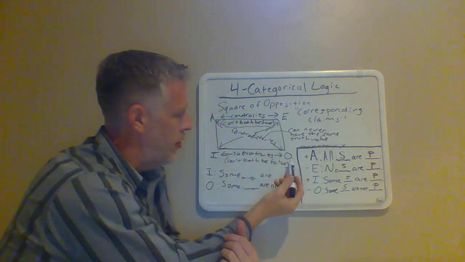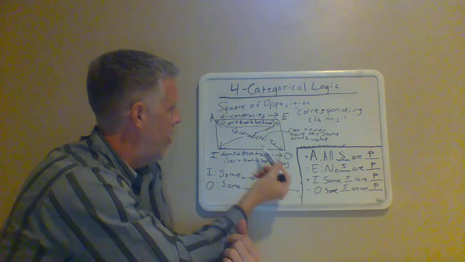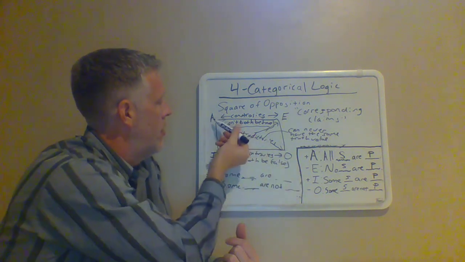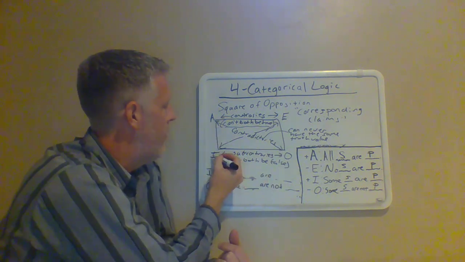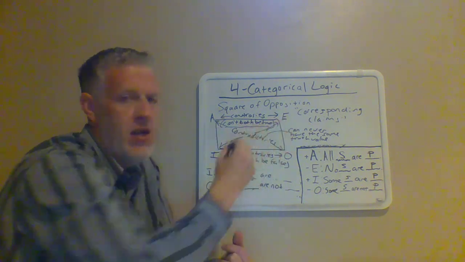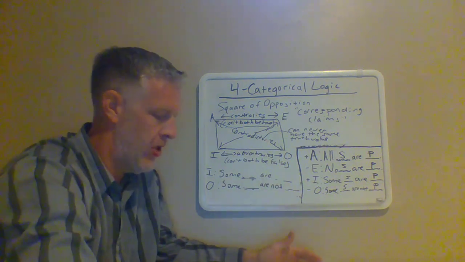If you start knowing the truth value of an O claim, you can then deduce the truth value of the A claim. It's going to be the opposite. Or if you start with the truth value of an I claim, you can figure out the truth value of an E claim. It's going to be the opposite. Okay?